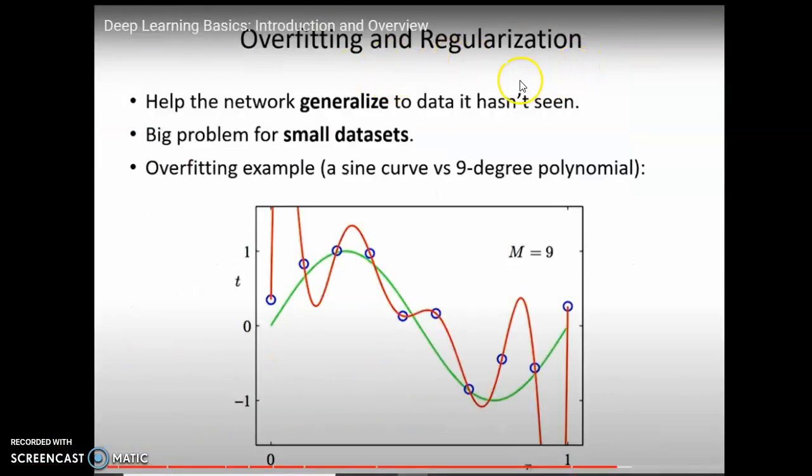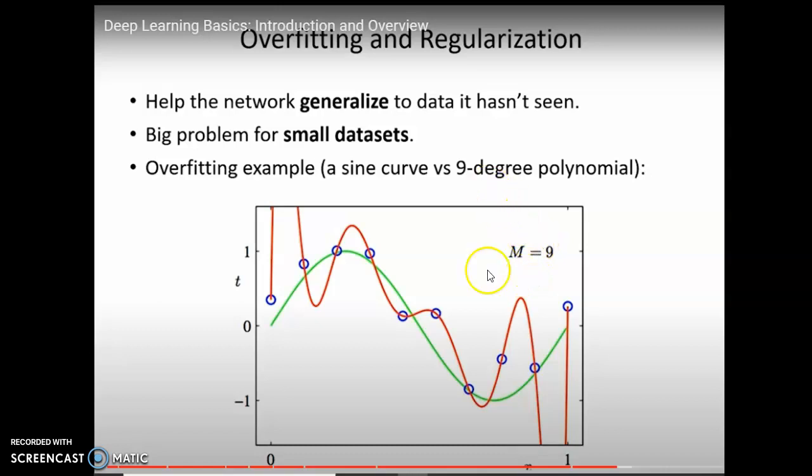Overfitting and regularization. Regularization helps the network generalize to data it hasn't seen. Overfitting is a big problem for small data sets. Overfitting example: a sine curve versus a 9 degree polynomial.